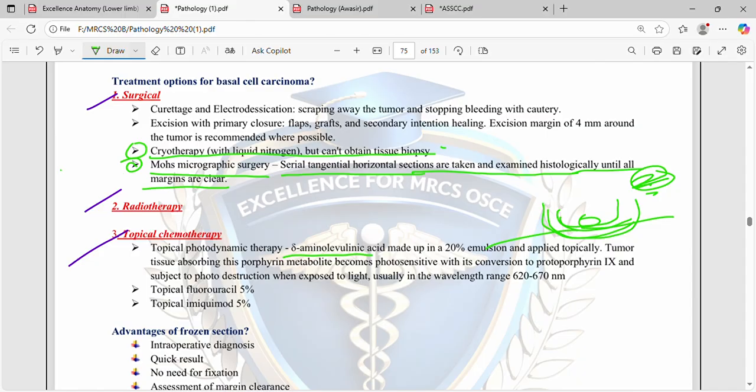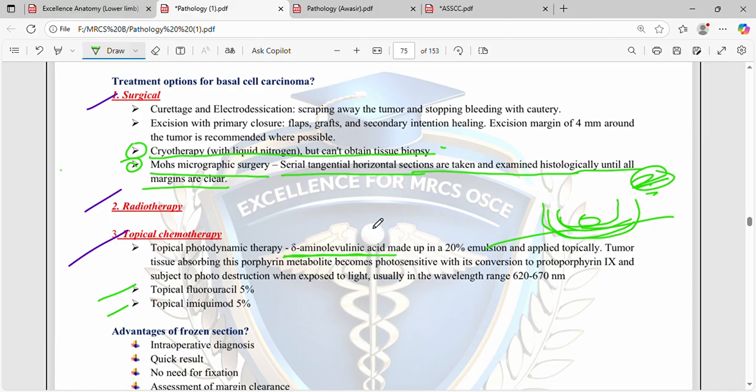delta or aminolevulinic acid, made up of 20% emulsion and applied topically. Tumor tissue absorbs the porphyrin metabolite and becomes photosensitive with its conversion to protoporphyrin IX, and is subject to photodestruction when exposed to light, usually in the wavelength range of 620 to 670 nanometers. Topical fluorouracil, topical imiquimod 5%. So you can use these agents topically. And here we have the aminolevulinic acid, 20% emulsion.